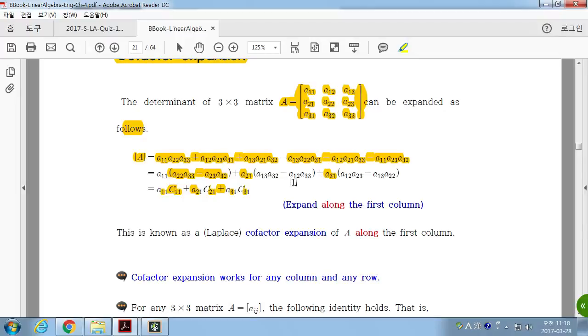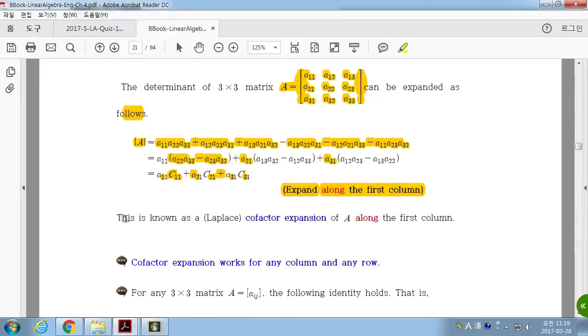So we call this expanding the matrix determinant along the first column, A11, A21, A31, like this. We did the determinant expansion along the first column. This is known as the Laplace cofactor expansion of A along the first column. Laplace found this kind of relationship.